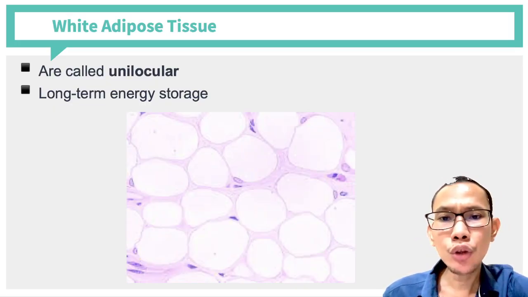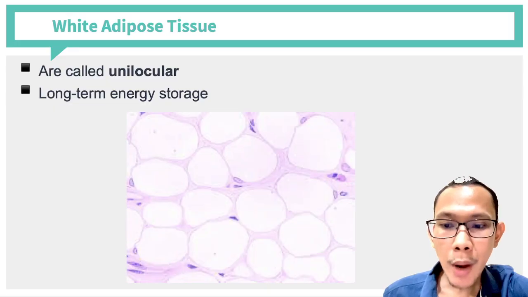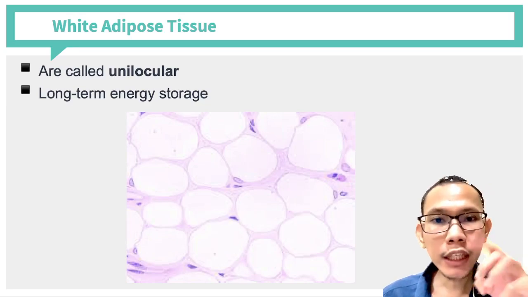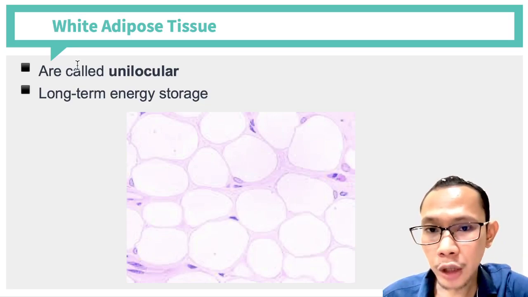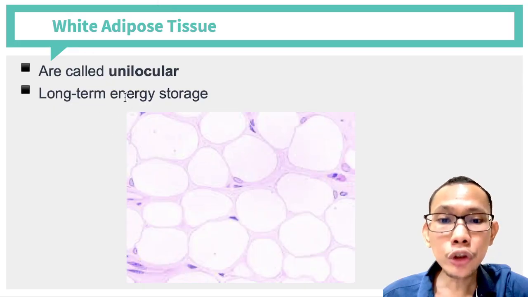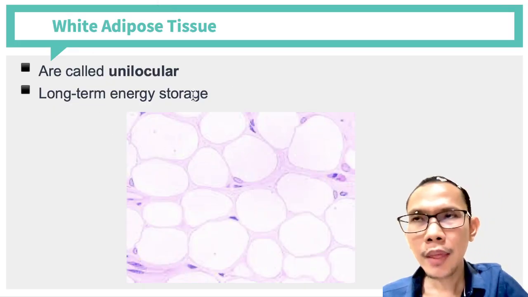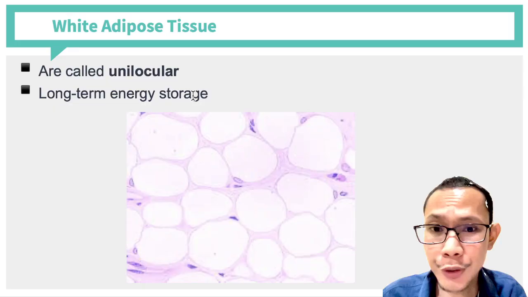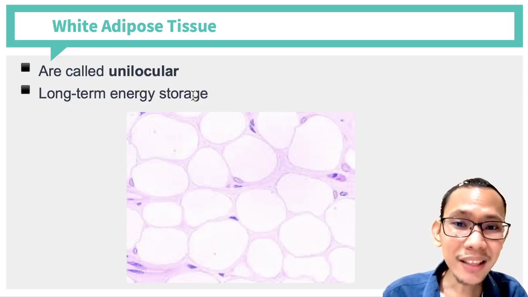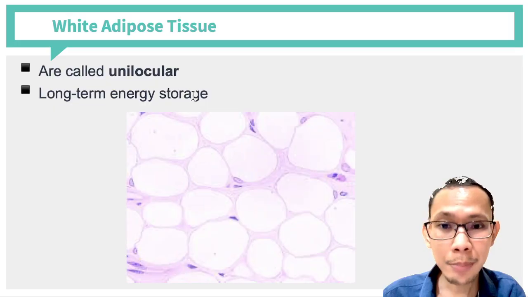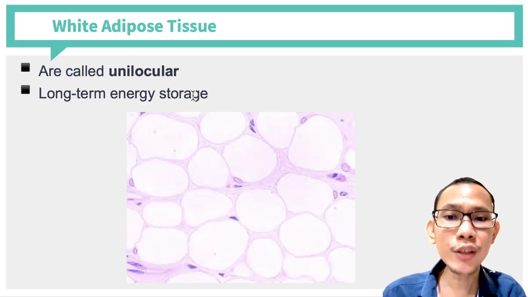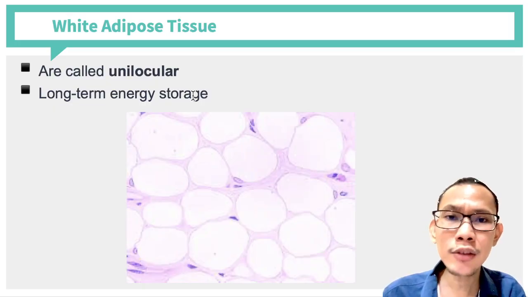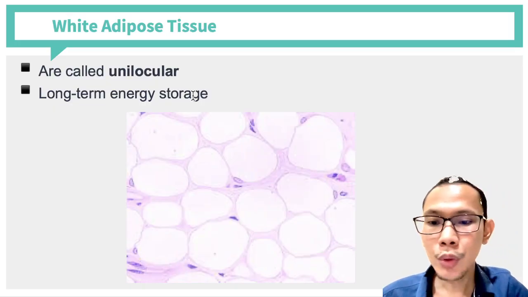Sige, unahin muna natin yung white adipose tissue. Your white adipose tissue are called unilocular. And one important function, talagang major function ng white adipose tissue, long-term energy storage. Remember that when you lack energy, wala ka nang glucose, wala ka nang other sources of energy, and of course, you can get that directly from the fats because your adipose tissue can serve as a storage of this energy. Your fats can be converted into energy.